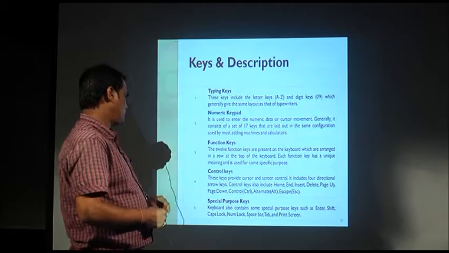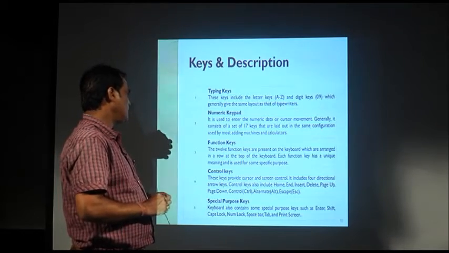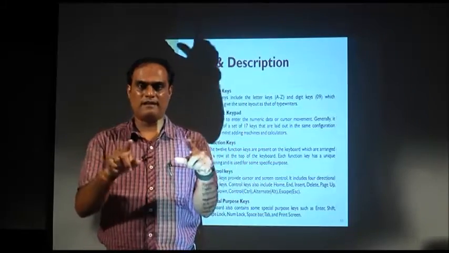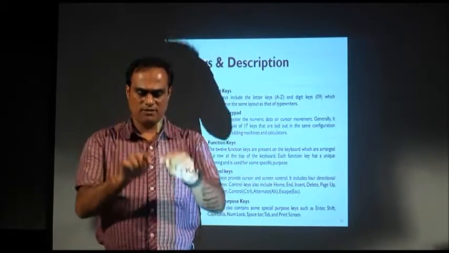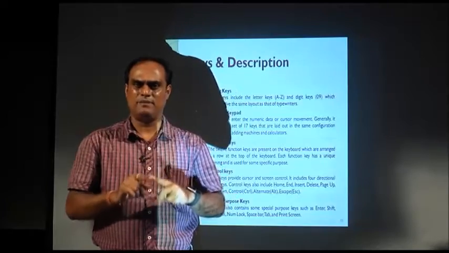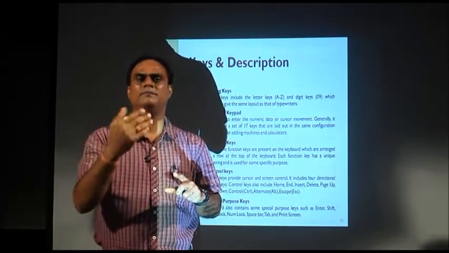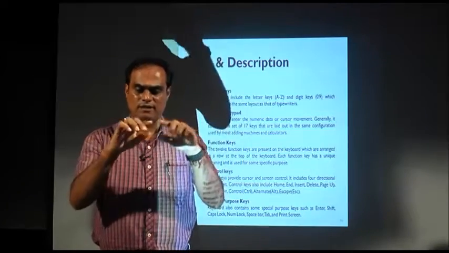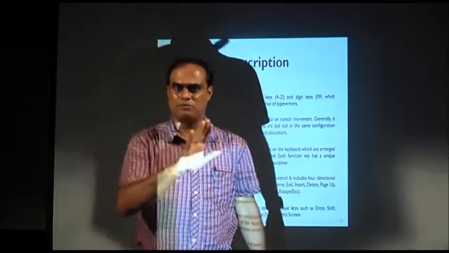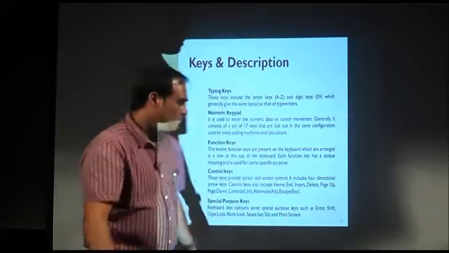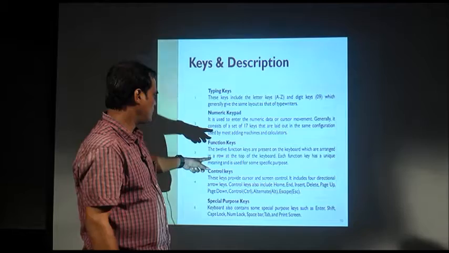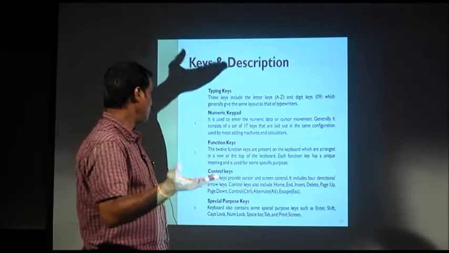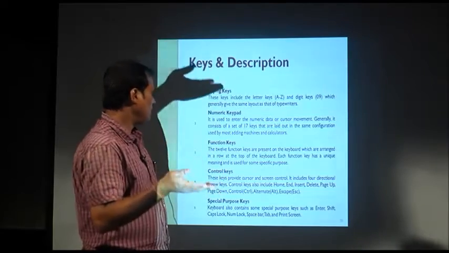Next are control keys. Control keys include arrows: up, down, right, left. When we are typing and there is a mistake, we want to go up or down, so these arrow keys are there to move right, left, up, down. These are all control keys. Then there are the home key, end key, insert, delete, page up, page down, control, alternate, escape.